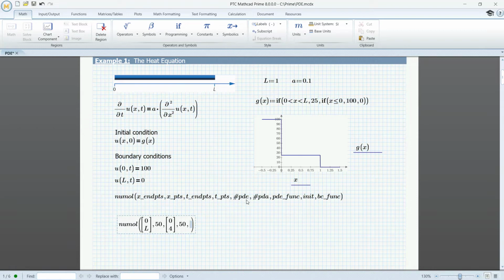Now to the number of PDEs, number of differential equations. Here we have only one. Number of PDEs, this is partial algebraic equations, none.